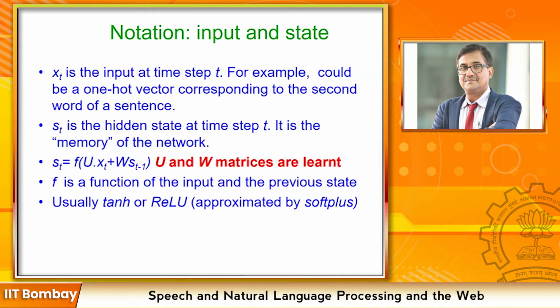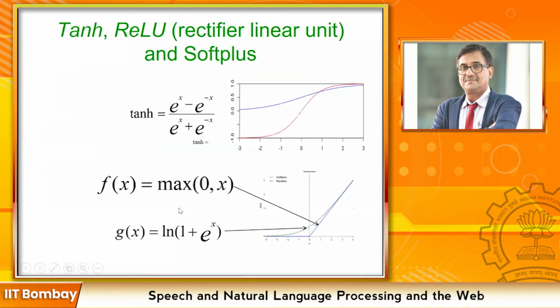You recall in perceptron or in backpropagation, f is only a function of the input. You take every neuron, this is what happens: the net input arriving is operated on by f. But the additional thing in a recurrent neural network is the previous state. And usually f is tanh, hyperbolic tangent, or ReLU, which is approximated by a softplus.